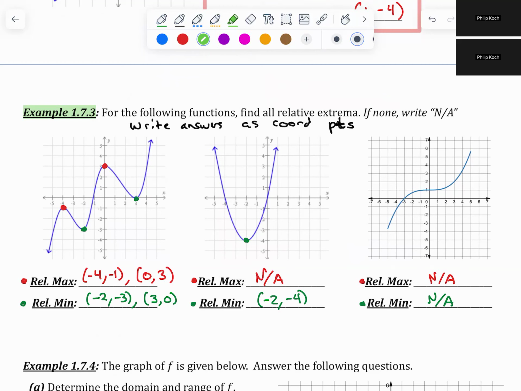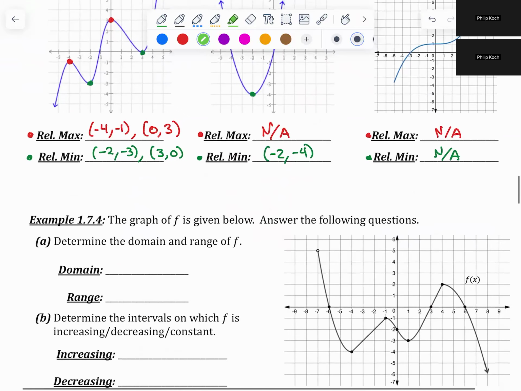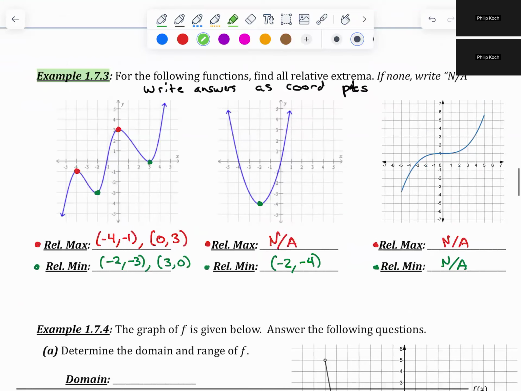The next one is a parabola, and it's an upward shaped parabola, and it has no relative maximum. Whereas it does have a relative minimum at the very, very bottom of it. And the last one is a nice curvy graph, and it does not have any relative extremum because there's no place where you have a valley or a hill. Any questions on that? According to the book's definition, wouldn't the flat part in the last one count?